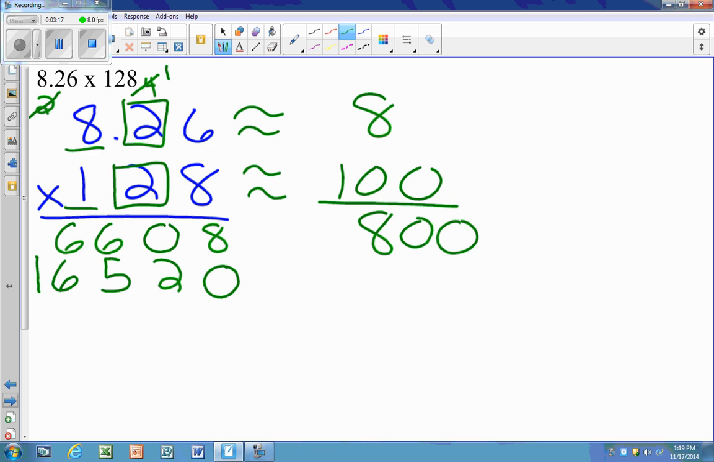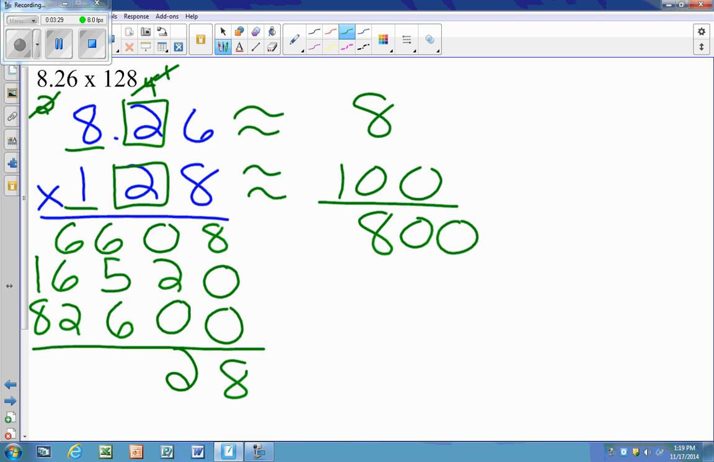Now I go to the final row. I have to put 2 zeros because I'm in my hundreds place again. 1 times 6 is 6, 1 times 2 is 2, and 1 times 8 is 8. I'm going to add it all up.